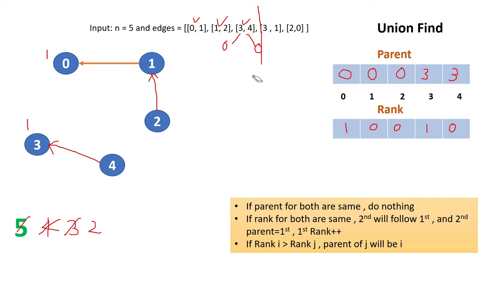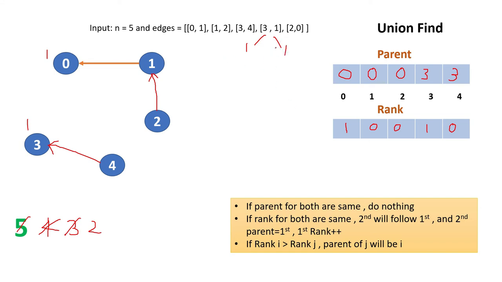So let me erase a few things here and proceed again. Now for edge 3 and 1, we have to find the ranks. For 3, who is the parent? 3 itself. And what is the rank for that? That is 1. For 1, what is the parent? 1's parent is 0. And what is the rank of 0? That is 1. So both of their ranks are now 1.